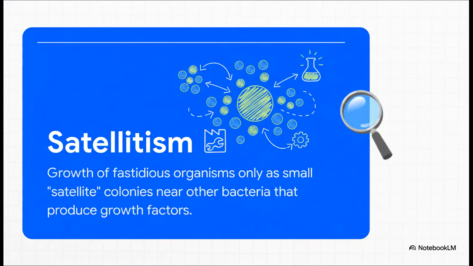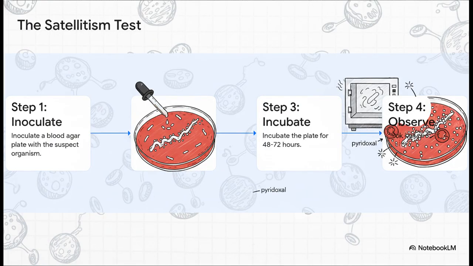And that brings us to the absolute key to understanding this bug. It's a picky eater. It's nutritionally dependent. It needs a helper to provide the nutrients it can't make for itself, which leads to this beautiful, classic phenomenon we call satellitism. So how do you actually prove this in the lab?